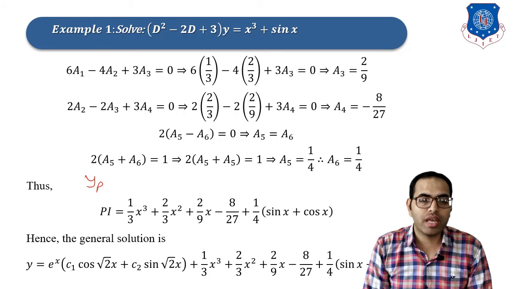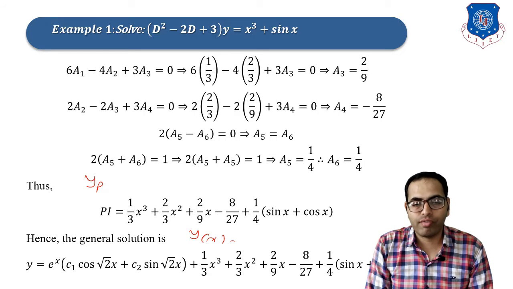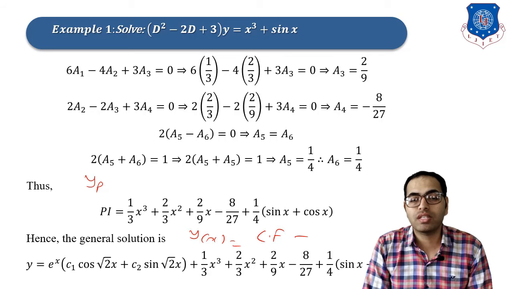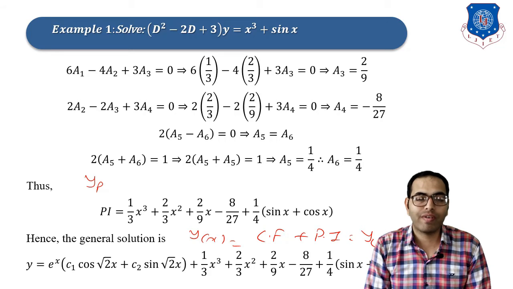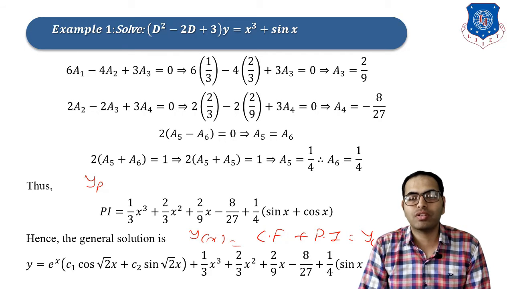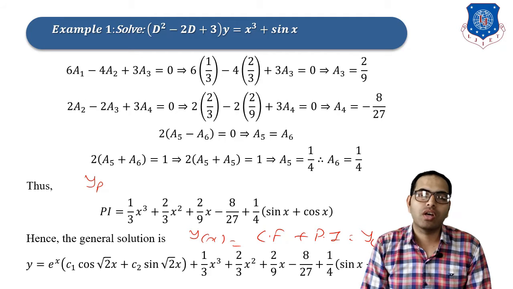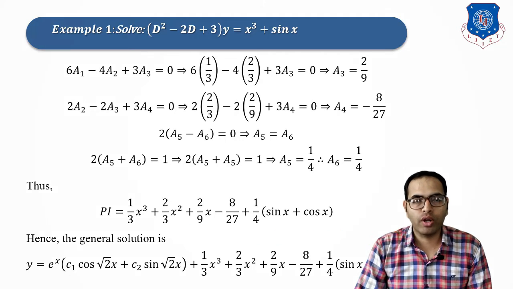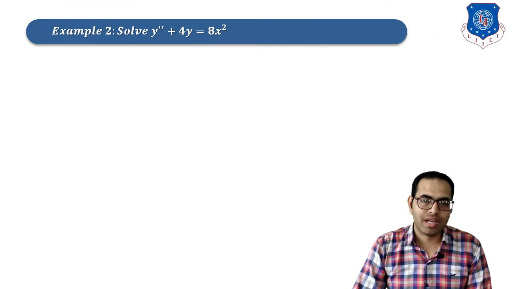Now the general solution is the combination, y of x equal to the general solution, which is the complementary function plus the particular integral, that means yc plus yp. Substituting the values of yc and yp, which is e raised to x times the bracket c1 cos root 2x plus c2 sin root 2x, plus 1 by 3 x cube plus 2 by 3 x square plus 2 by 9 x minus 8 by 27 plus 1 by 4 sin x plus cos x. Let's move on to one more example.